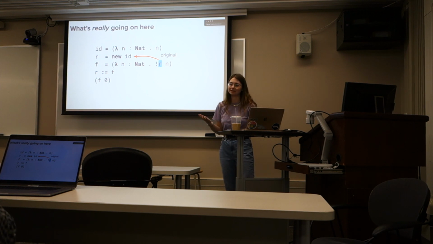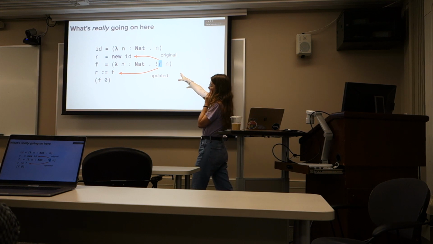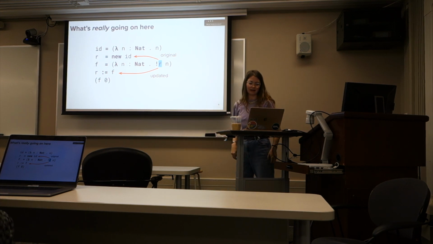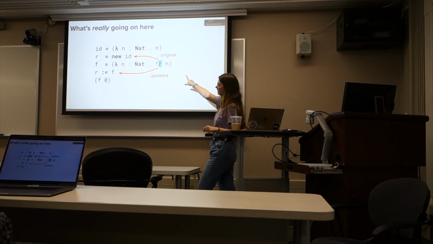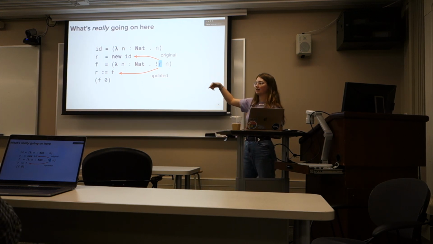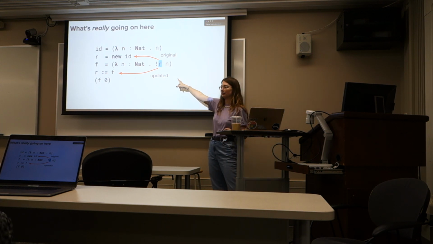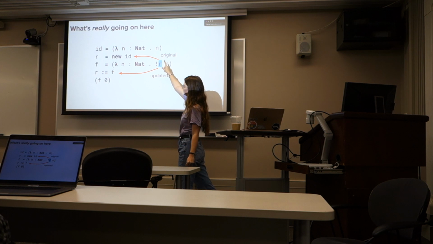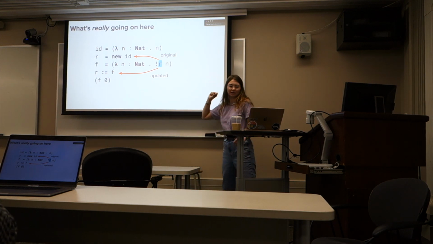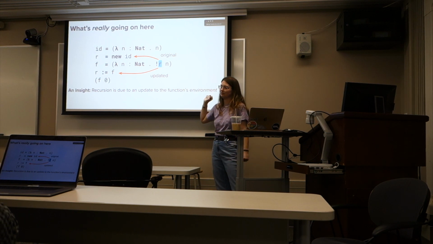But of course, this isn't what happens. We later update this reference R. And this reference R is a free variable in this function f. So we're adding this ability to STLC to update the function's environment. Originally in the function's environment, it was this reference R containing the identity function, but now we're later updating the function's environment. And that's really what's causing this non-termination.